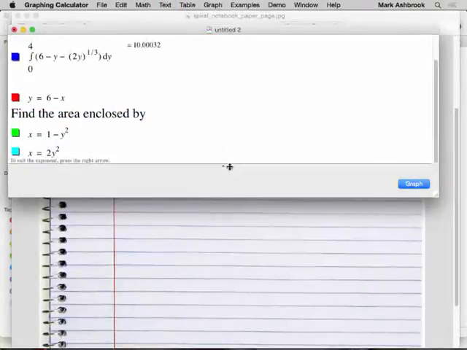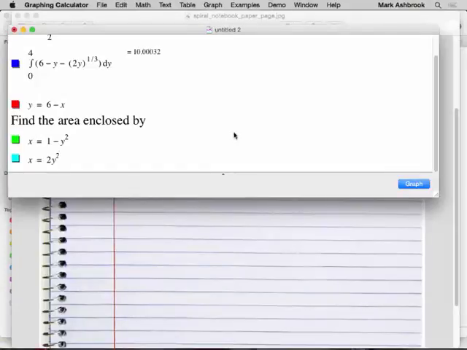Okay, so find the area enclosed by x equals 1 minus y squared and x equals 2y squared. My experience is if students are not very good at sketching graphs where y equals a function of x, they're really bad at sketching x equals a function of y. So it's important that you're able to sketch, because if you solve for y and put that in your calculator, you won't get exactly what those curves are. If you switch it around and solve for x, you're not going to get the whole curve.